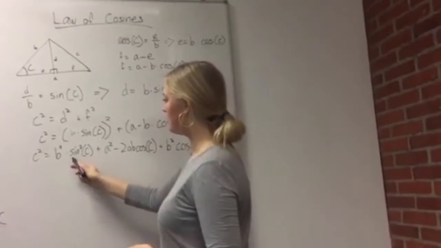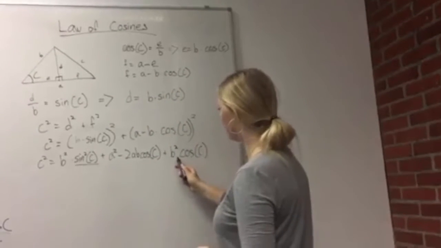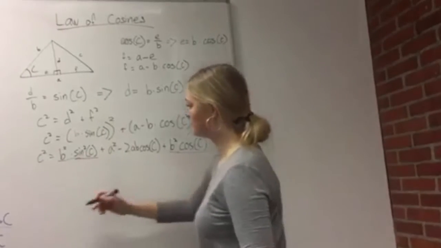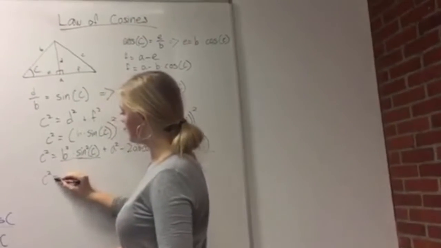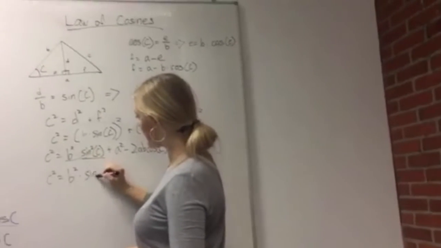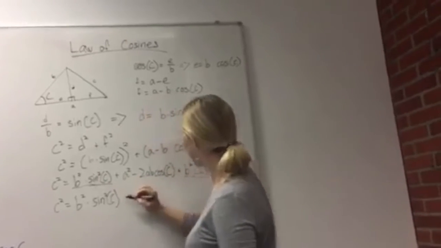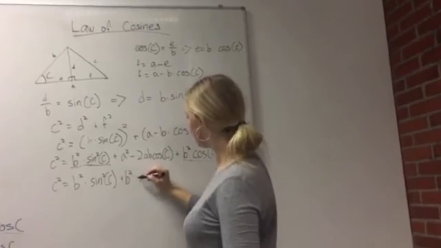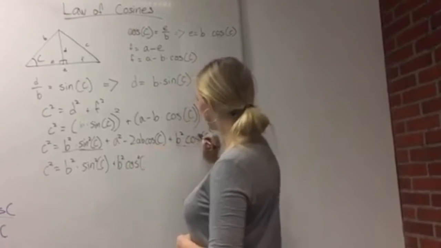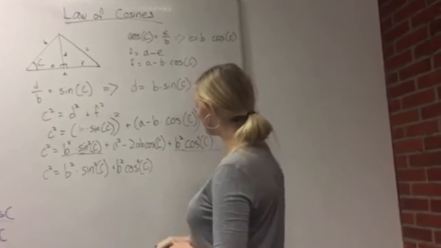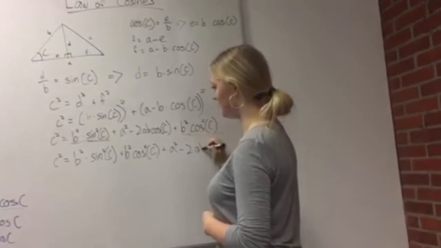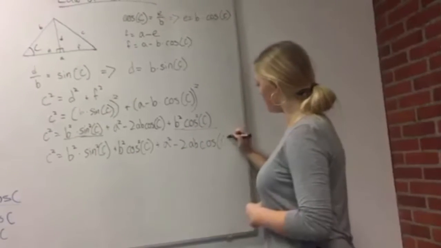So now we'll add this one with this one. So we'll add these two. So now it says B squared times sine squared of C plus B squared cosine squared of C plus A squared minus 2AB cosine of C.